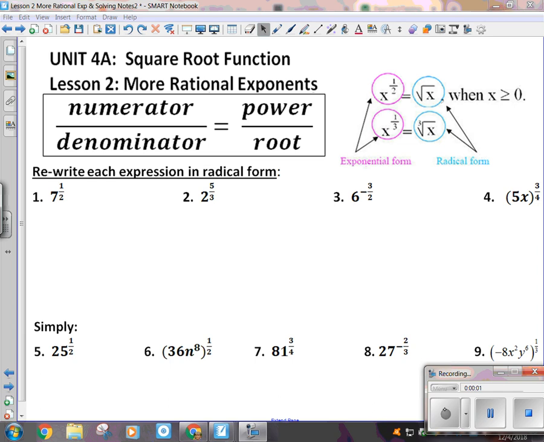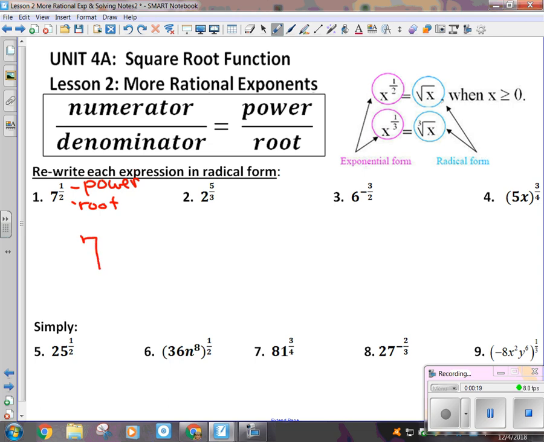Day 2, or lesson 2, of talking about rational exponents, and day 2 of solving, which is going to take us a little bit farther. We're going to go farther with what we're doing. First thing it says is rewrite in radical form. Keep in mind that a fraction has the power number on top and the root number on the bottom.